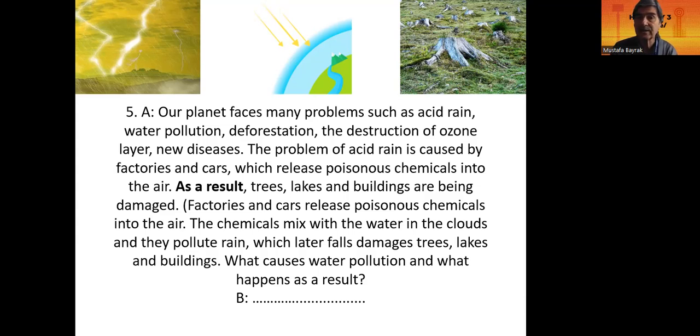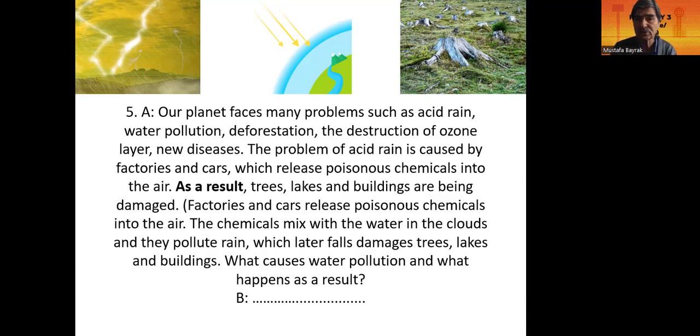The problem of acid rain is caused by factories and cars, which release poisonous chemicals into the air. As a result, trees, lakes, and buildings are being damaged. The chemicals mix with the water in the clouds and they pollute rain, which later falls. It becomes acid rain and it damages trees, lakes, and buildings.